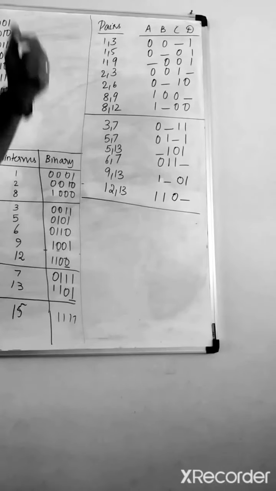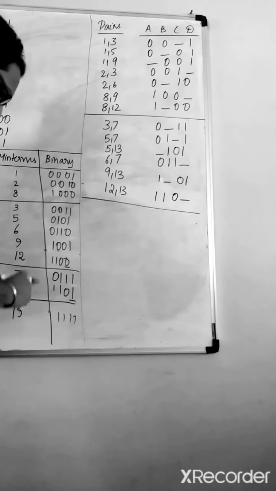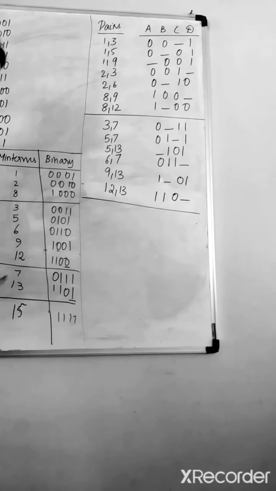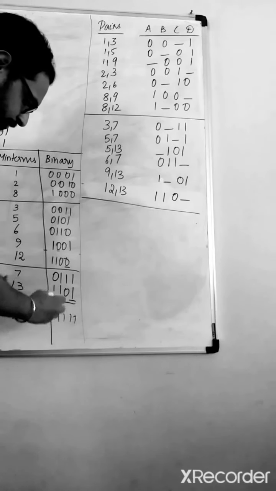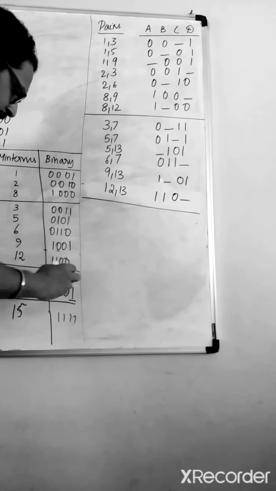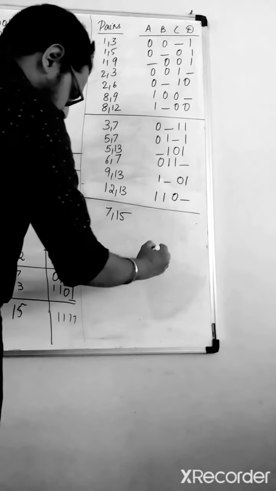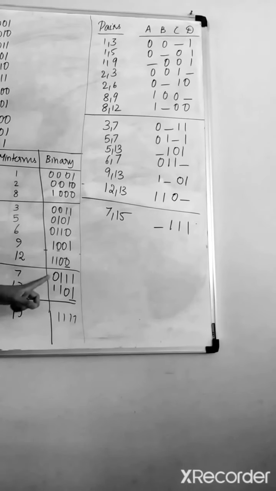Then compare this set with the other one. 7 is compared with 15. 0, 1, 1, 1 and 1, 1, 1, 1. Change in the first bit, just one bit change. So we put this as 7, 15 and we write this as dash, 1, 1, 1. Only change in the first bit.